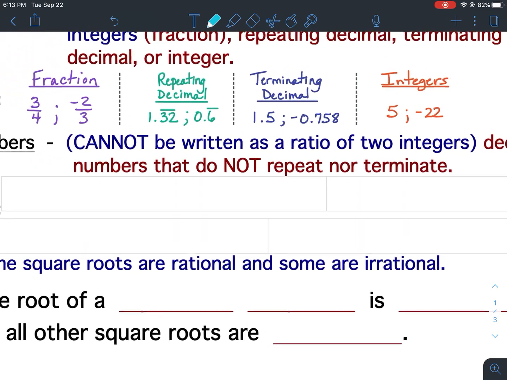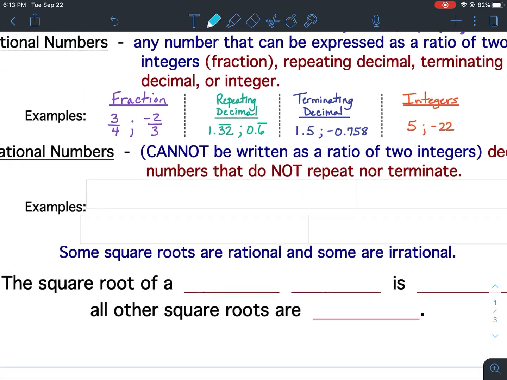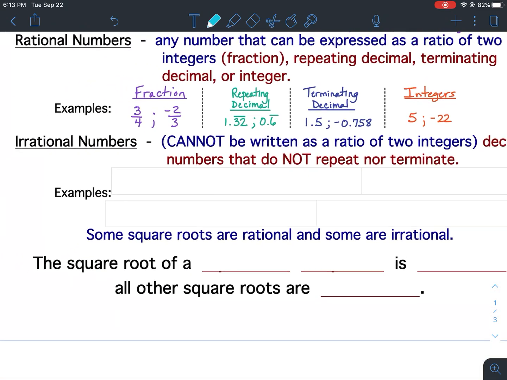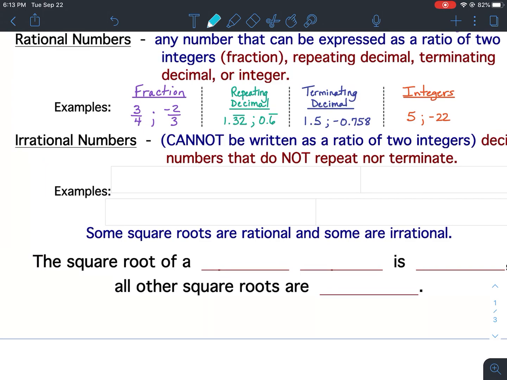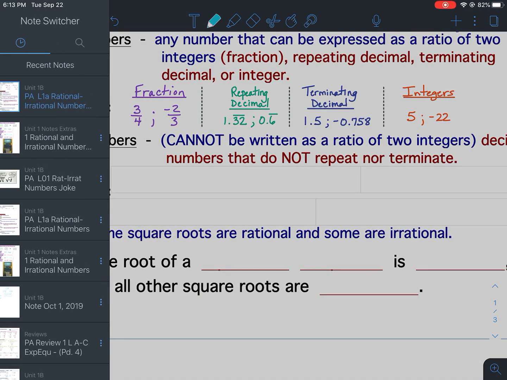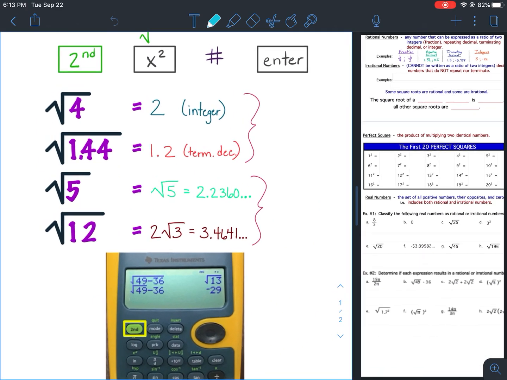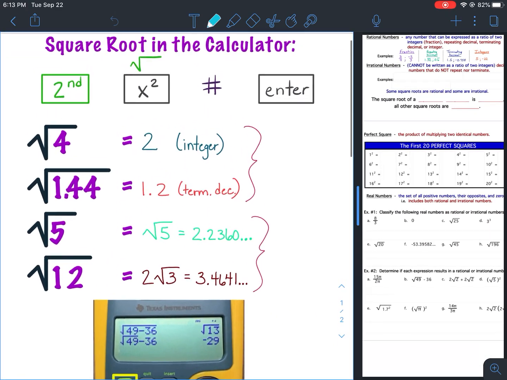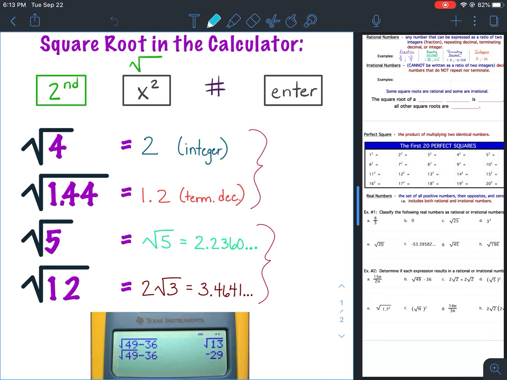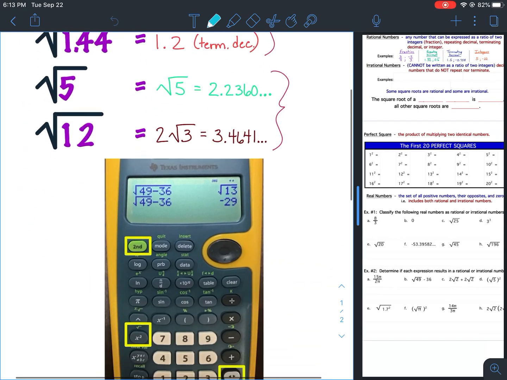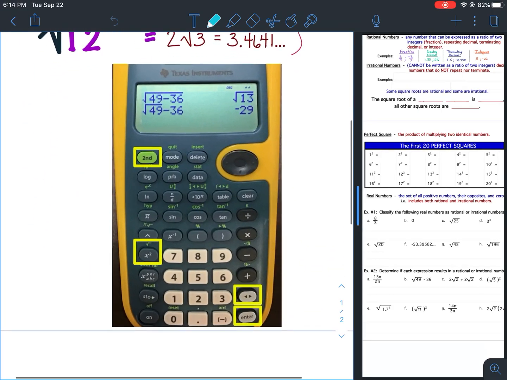So what we're going to be doing is putting expressions into our calculators and determining whether it's a rational or irrational number. So I want to show you something first. Okay, now if I want to enter the square root into the calculator, you would press the second button, the x squared button, put in the number, and then hit enter. So let me show you this calculator here.